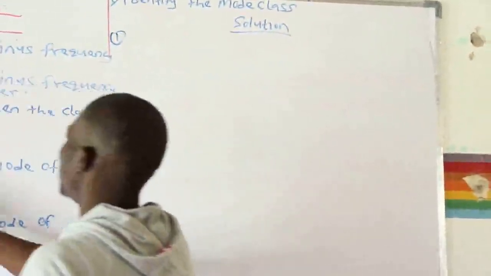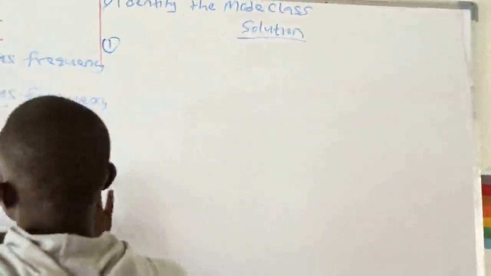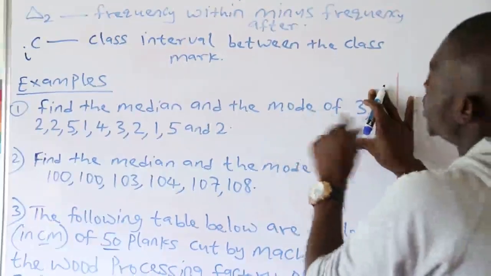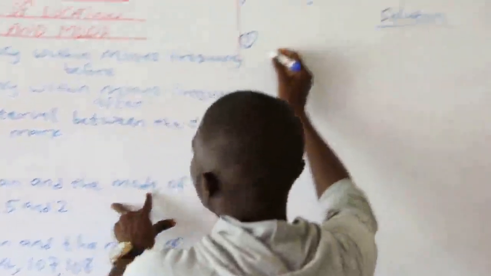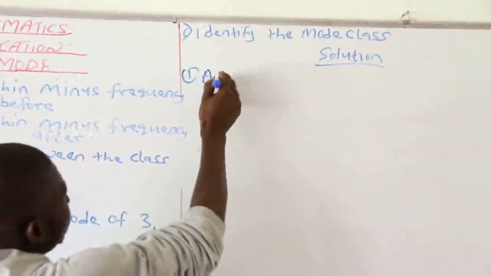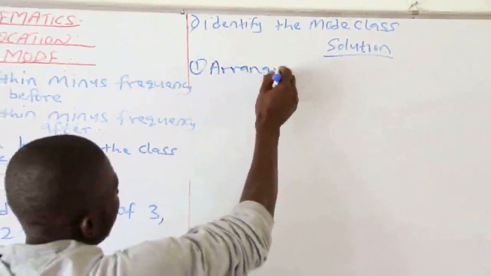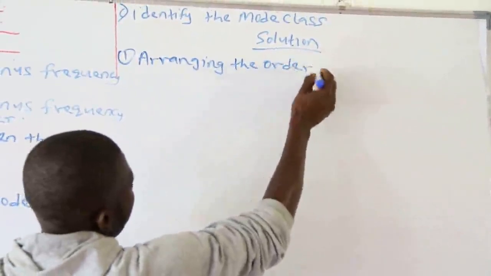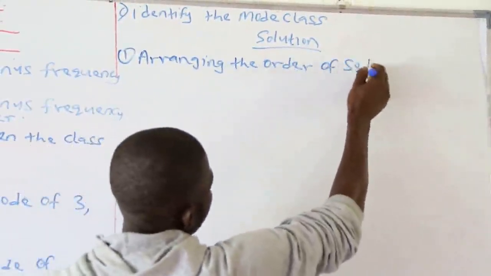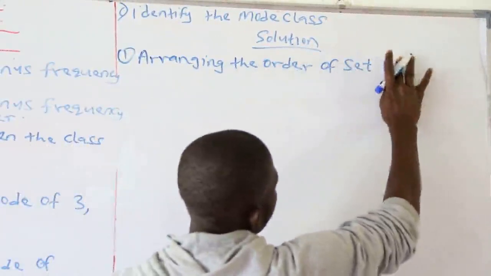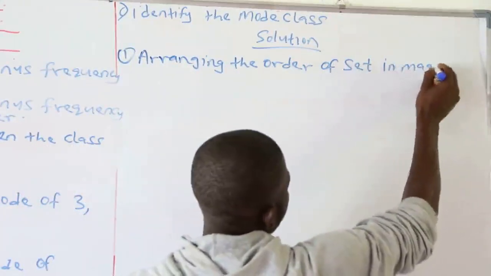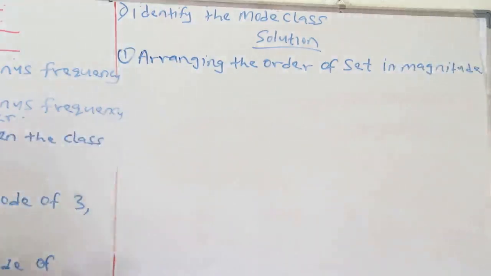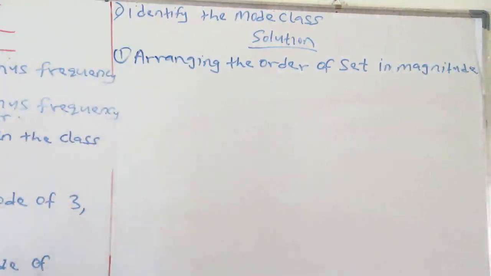We are going to find the median and the mode of all these numbers. The first thing you do is arrange the set in magnitude form. Arranging the order of sets in magnitude. Now, how are we going to arrange it in magnitude? You first pick the smallest number. Our smallest number here is 1.